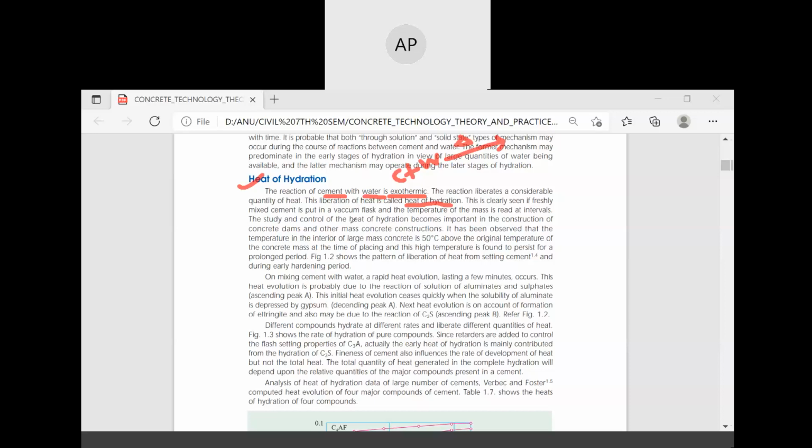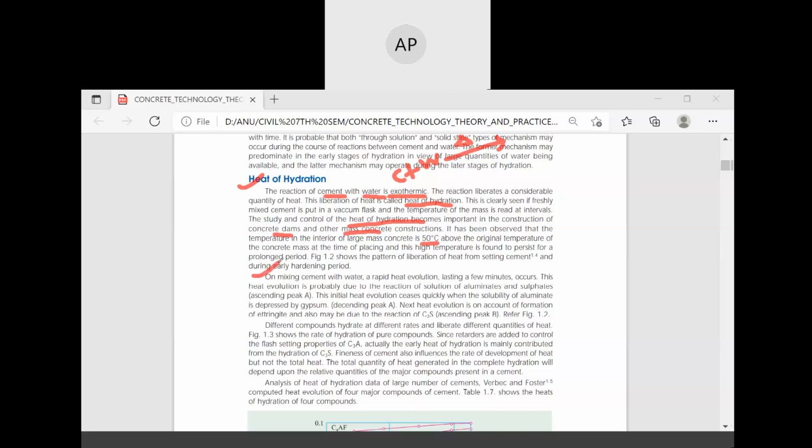The study and control of heat of hydration becomes important in the construction of concrete dams and other mass concrete construction. It has been observed that the temperature in the interior of large mass concrete is 50 degrees Celsius above the original temperature of the concrete mass at the time of placing.